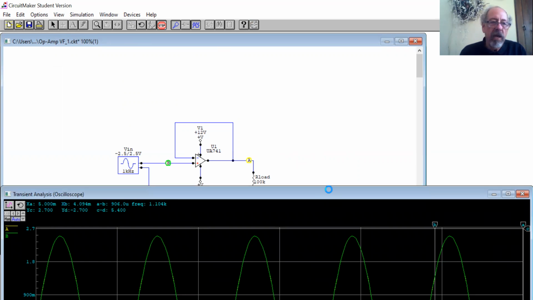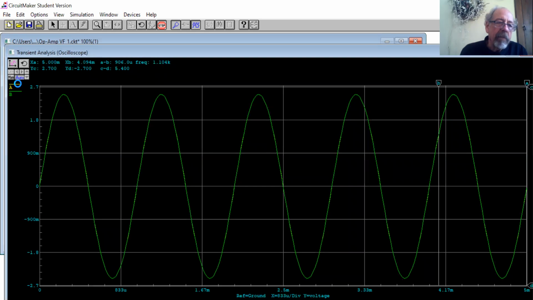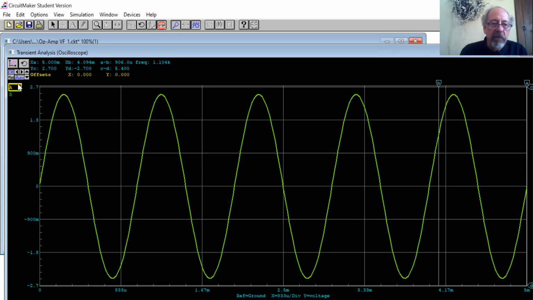It doesn't look like anything's changed, but actually, if I make A bold, you see it's right there. If I put B bold, it's right there. They are right on top of one another. I could put an offset in here and get them so they're not on top of one another, but they are right on top of one another. So the output voltage is identical to the input, or you have a gain of 1.